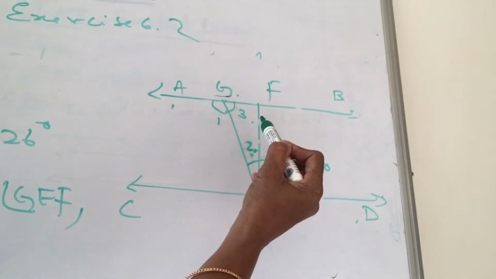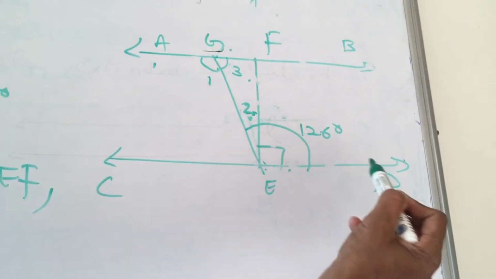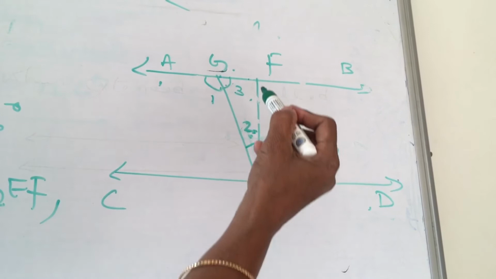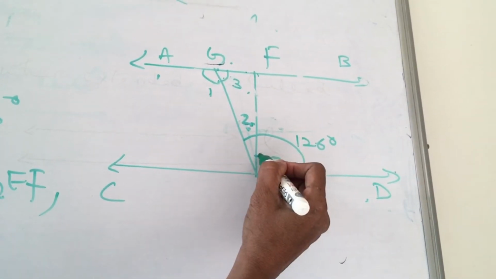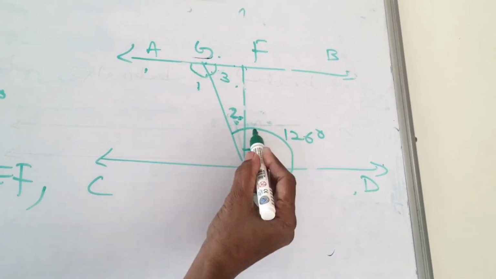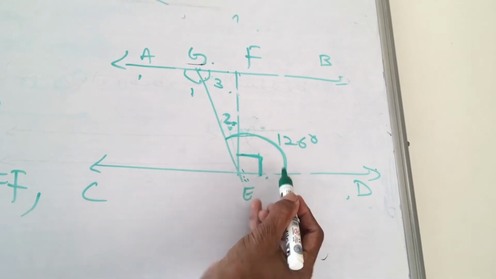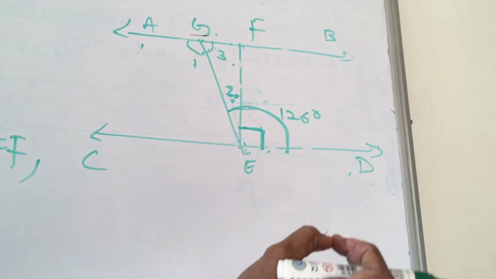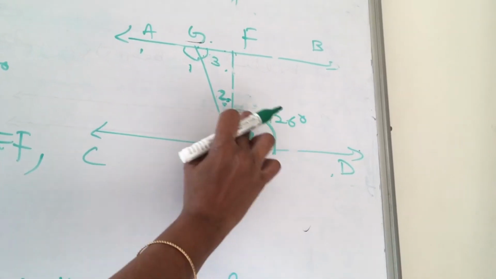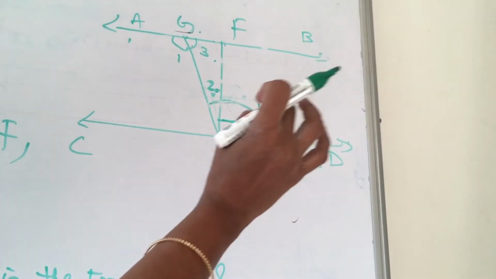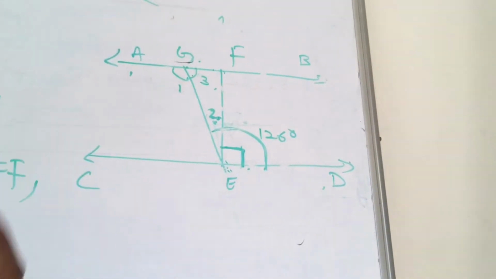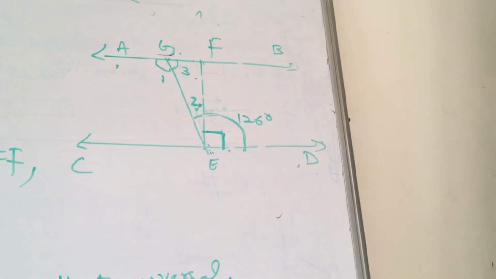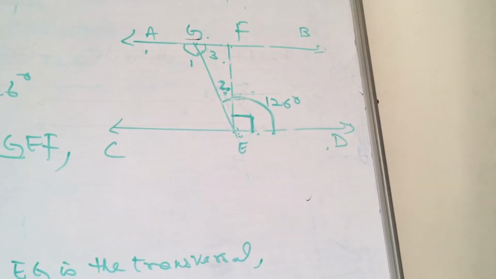Second, what is angle GED? Use the letters, children. Angle GED is angle GEF plus angle FED. What is this symbol? This is the symbol of right angle. This full angle is 126 degrees. A part of it is how much? 90. This complete angle is 126. One part is 90. So what is the remaining angle, girls? The remaining is 126 minus 90.